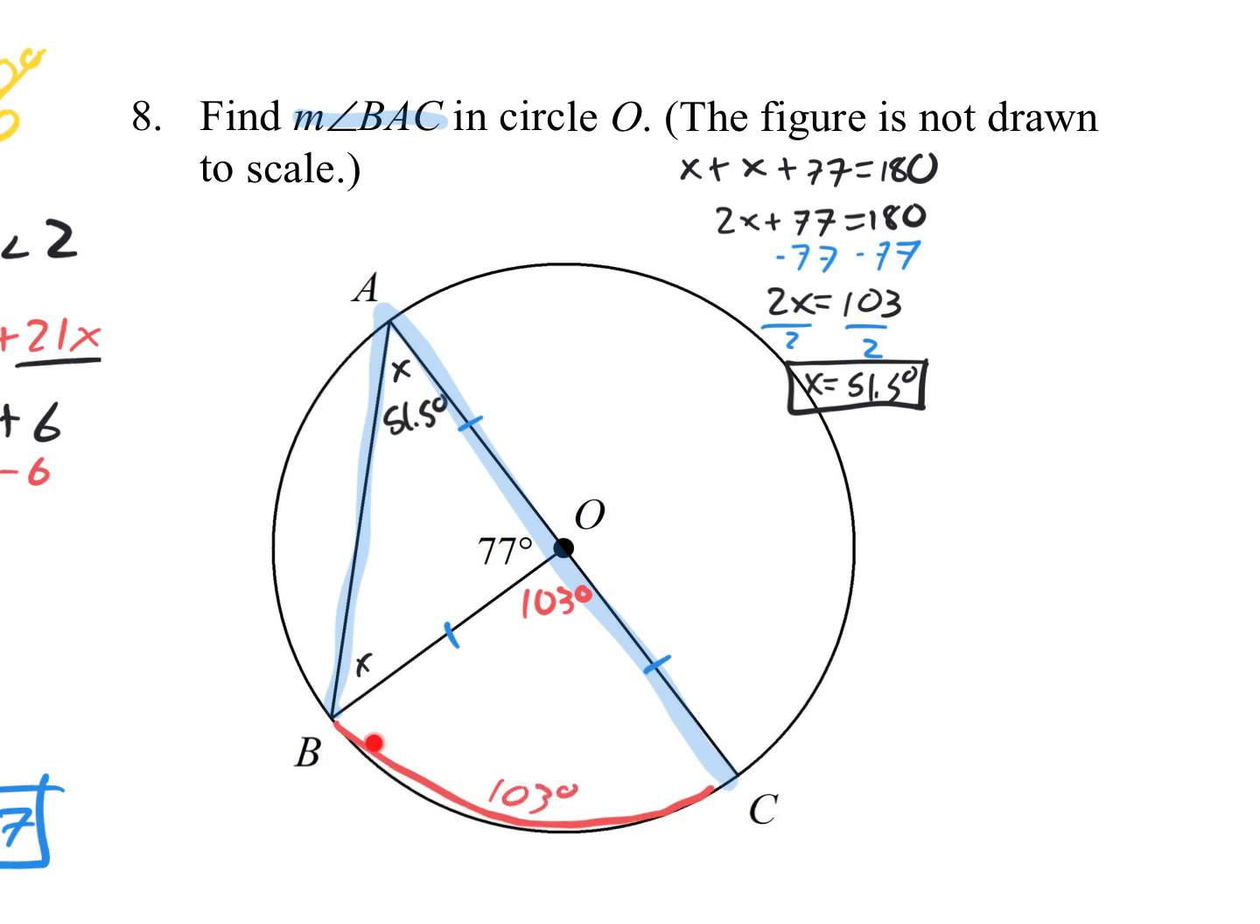But if we follow this arc back to its inscribed angle, here's the ice cream, here's the cone, the bottom of the cone, this angle has to be exactly half of that arc. Hey, we already did that. 103 divided by 2 is exactly 51.5. So either way, our angle here is 51.5 degrees. So two ways to handle that one. Let's go on to number 9.